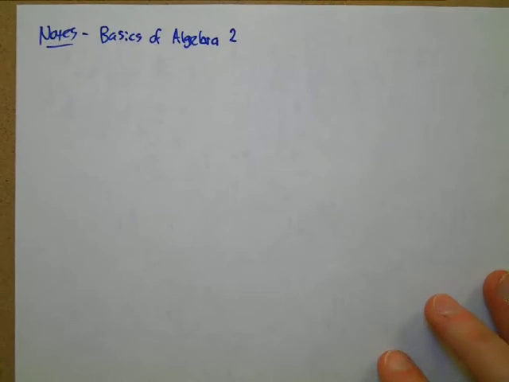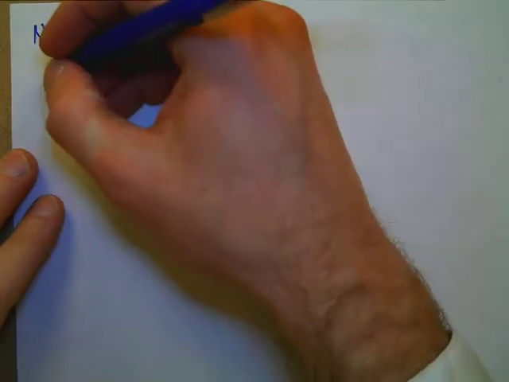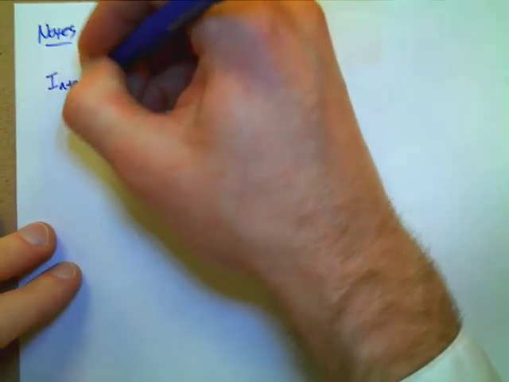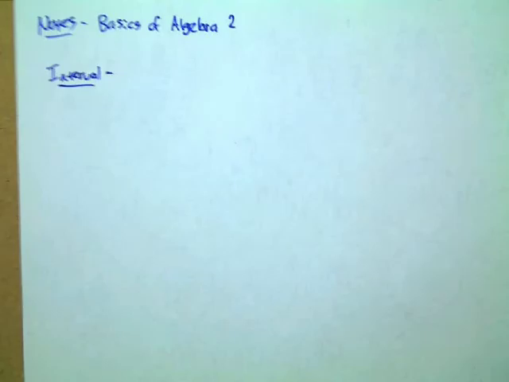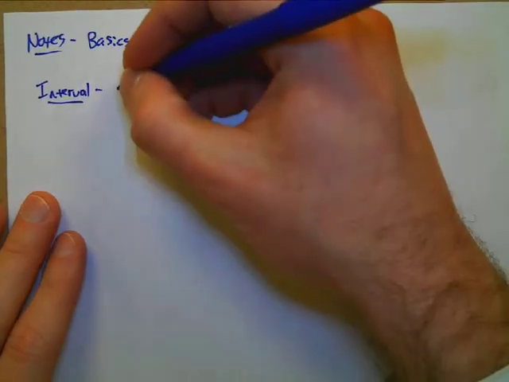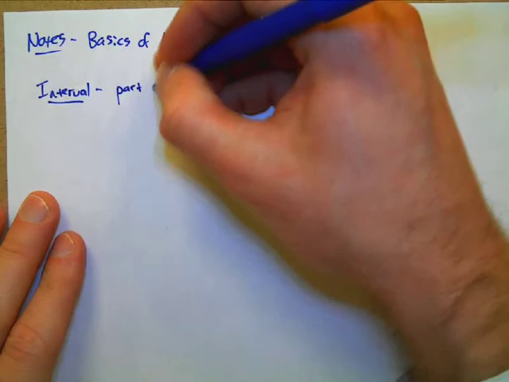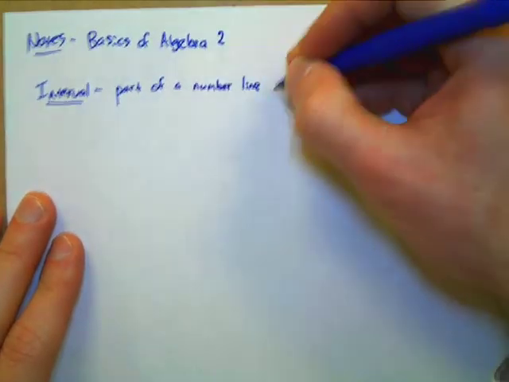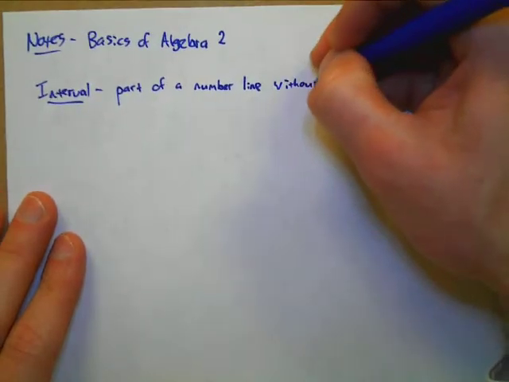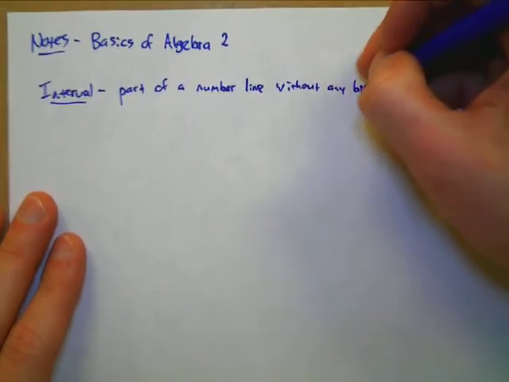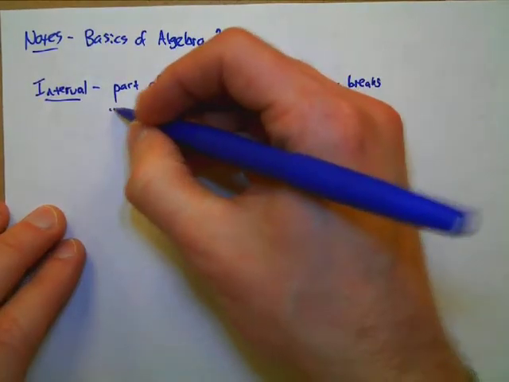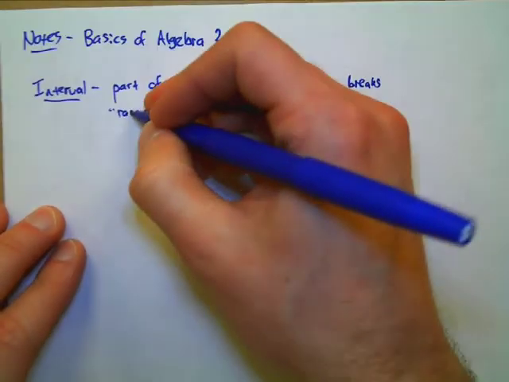So, we have in math something called an interval. Okay, and this is maybe not an official definition, but we're just going to use that here. It is part of a number line without any breaks. Okay, you can also think of it as just a range of numbers.